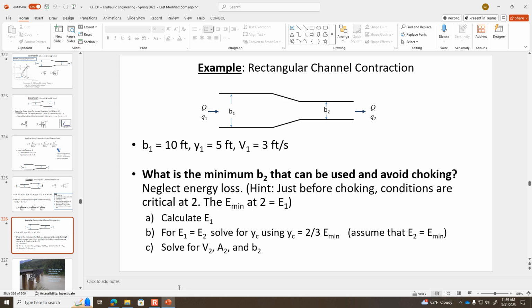This is a lot of if-then. We're several steps deep into the if-then, and this is the sort of thing where I think it would be worth your time to think about it again this evening. Give it another look and try to think through why making it even more narrow would cause choking in the flow. So consider it from the standpoint of specific energy.